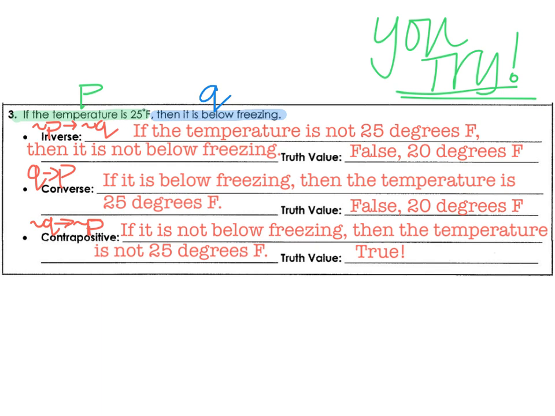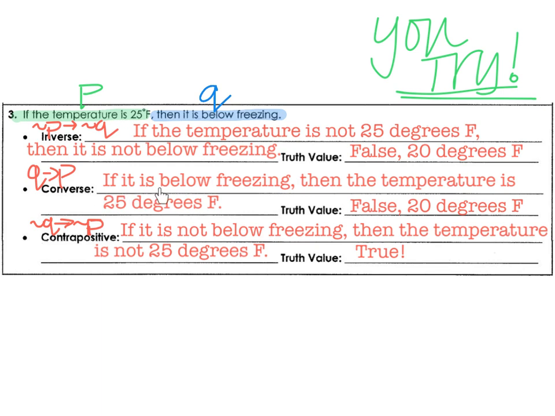All right, here are the answers to number 3, so let's quickly go through this. So inverse, we're saying if not P, then not Q. So if the temperature is not 25 degrees Fahrenheit, then it is not below freezing. The truth value of this is false, because it could be 20 degrees Fahrenheit. If it's 20 degrees Fahrenheit, the temperature is not 25 degrees, and it is below freezing, okay? So that means it's false.